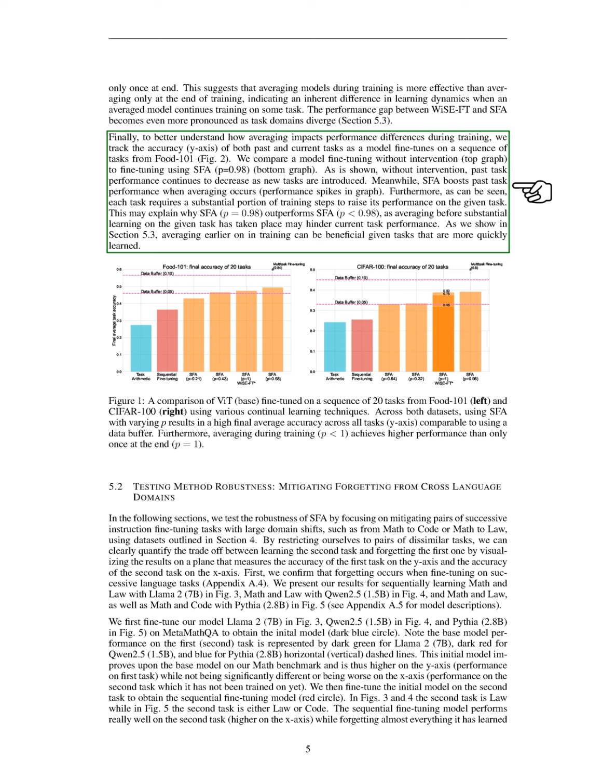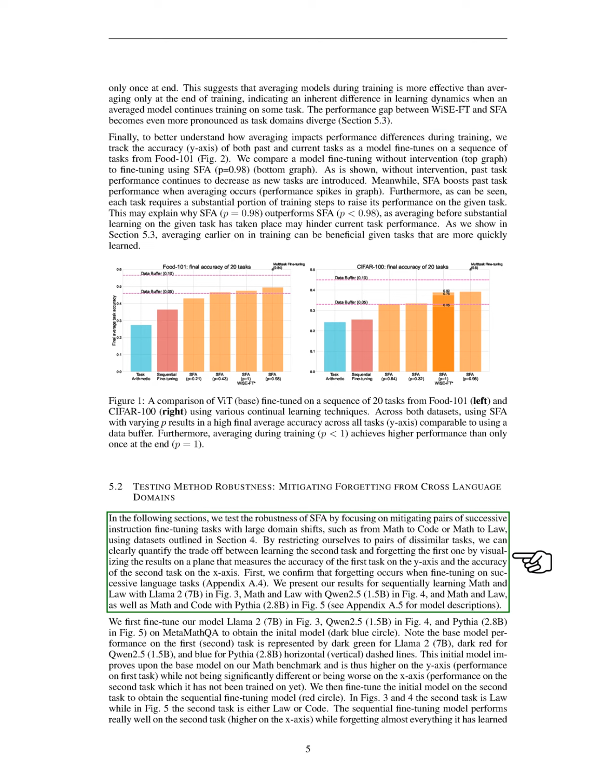Section: Testing Method Robustness, Mitigating Forgetting from Cross-Language Domains. In this section, we examine the robustness of our sequential fine-tuning approach, SFA, by addressing the issue of forgetting when transitioning between different instruction tasks, like moving from math to code or math to law. We focus on pairs of tasks that are quite different, which allows us to measure the balance between learning a new task and forgetting the previous one.